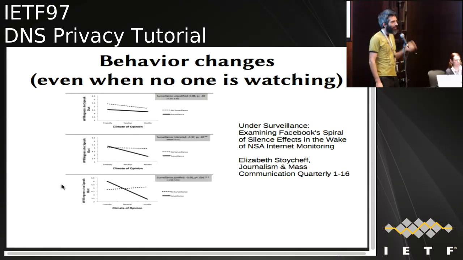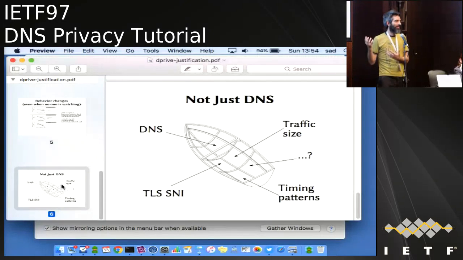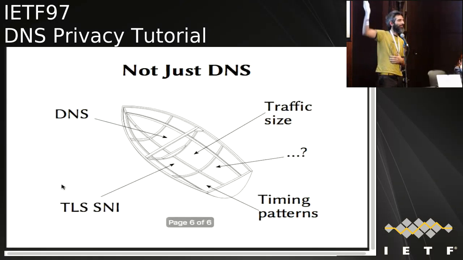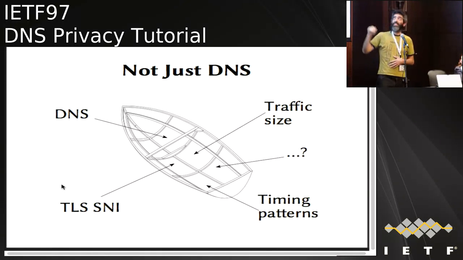And I want to point out that DNS is one little piece of these leakages, right? So this is a boat here. DNS is leaking in the middle of the boat, but there are leaks coming from the TLS layer, the server name indication in TLS leaks. There are leaks from the traffic size of different kinds of packets that you send, timing patterns. There are probably lots of other leaks that we don't know about.